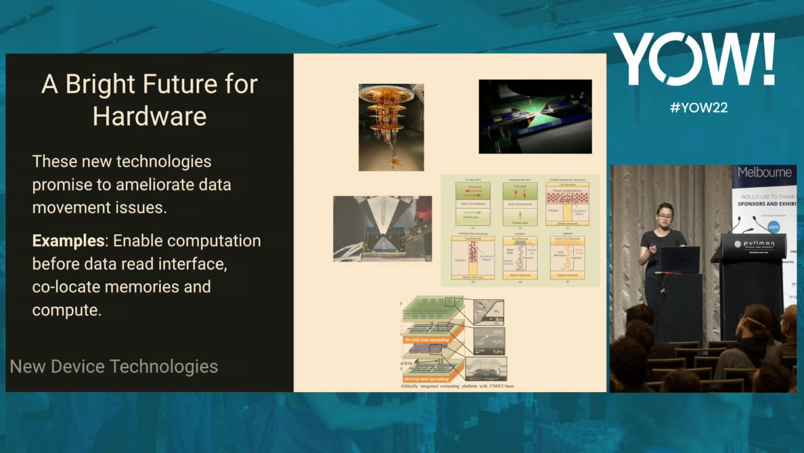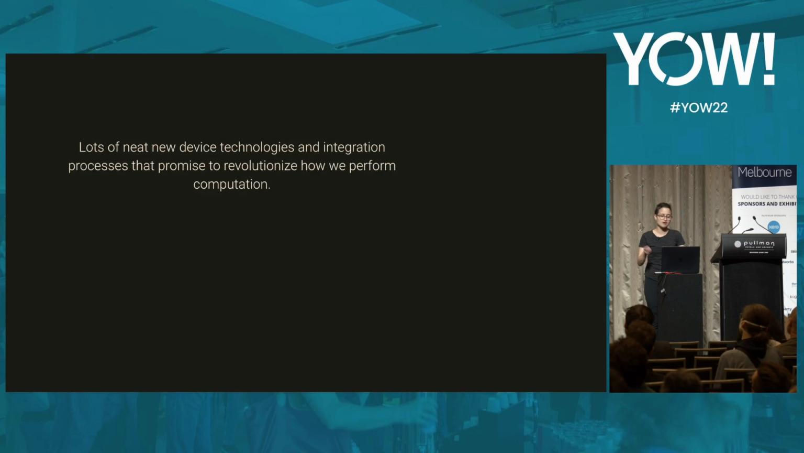Another promise of these new technologies is that they ameliorate data movement issues. For example, there are a lot of 3D monolithic integration technologies that let you densely co-locate memory on top of compute. Anyway, a lot of neat new technologies and integration processes promise to revolutionize how we do computation. Is there a catch? Yes.